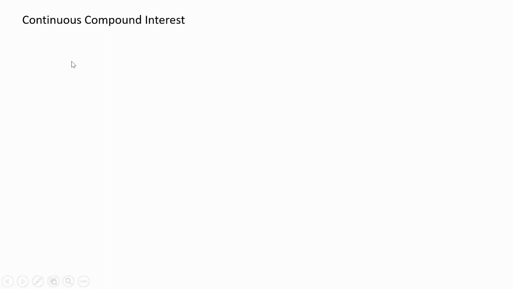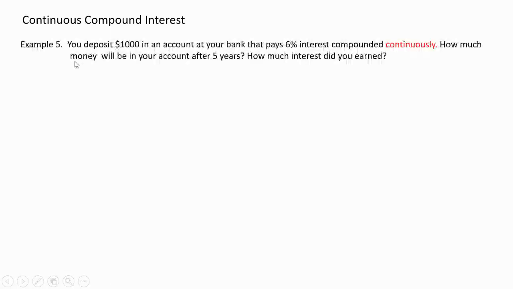Continuous compound interest. Remember, guys, I told you about continuous, right? Compounded continuously is going to be a different formula. Now I use the same problem, in example 4, example 5, but the only difference is that here it is compounded continuously, and in the previous example, it was compounded quarterly.